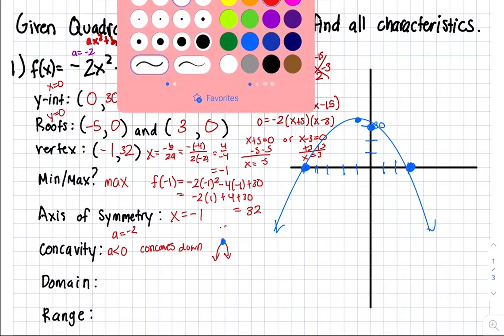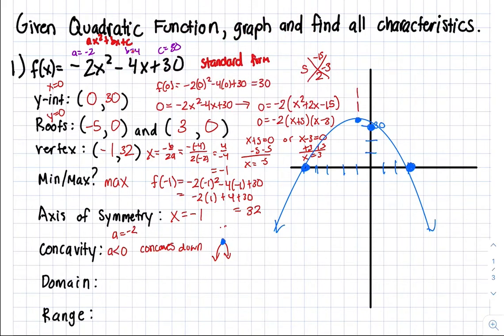And now we are going to find your guys' domain and range. So, how far left is the graph going? Negative infinity. It's going forever left. How far right is it going? Forever right. So positive infinity. Range. How low is the graph going? All the way down, so negative infinity, to how high? Well, look at your vertex. Goes all the way up to 32 with a bracket. So that's number 1.